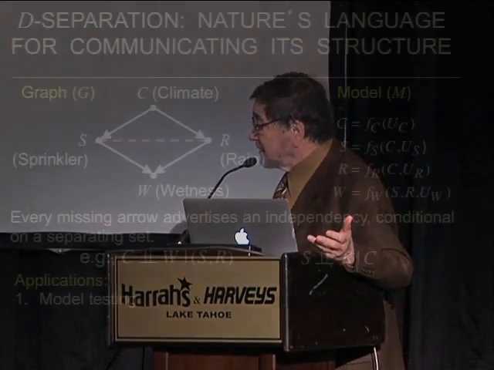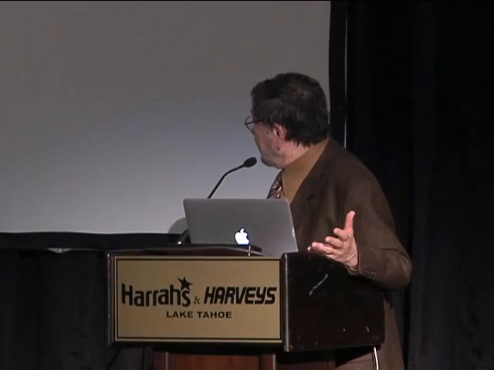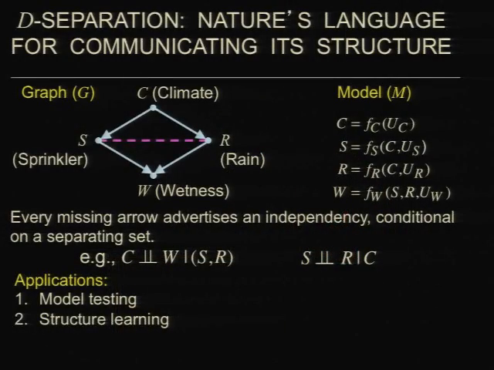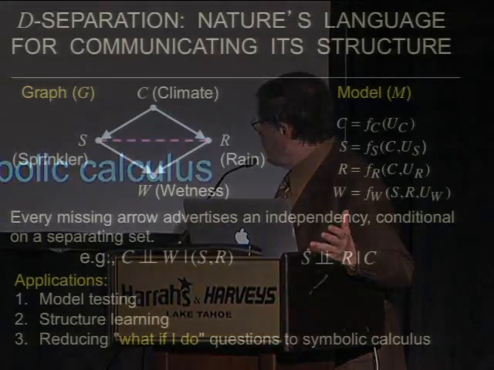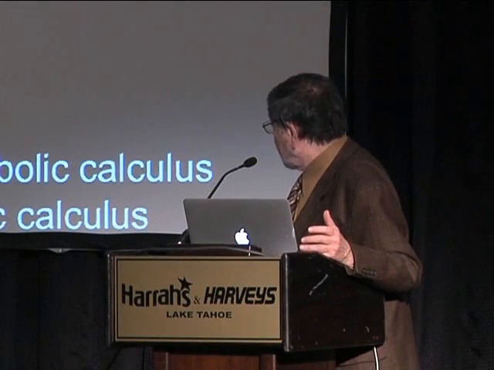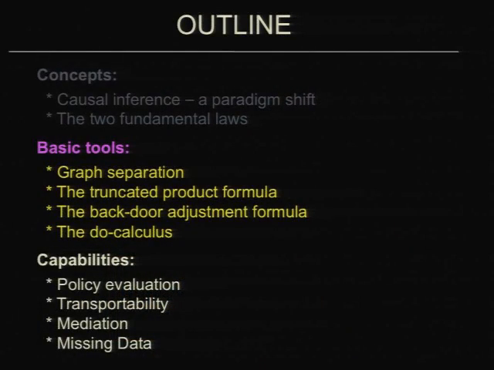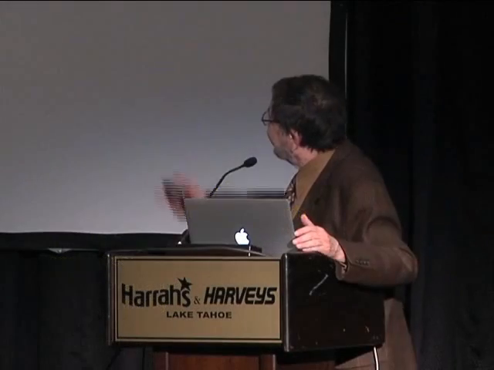The applications: one, model testing. You can test the model by those implications. They are observable, right? Two, structural learning. Three, reduce what-if-I-do questions to symbolic calculus, which Elias is going to show, and reduce scientific questions, including counterfactual, to causal calculus. Elias, the stage is yours. Basic tools.